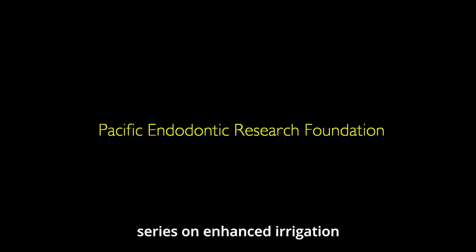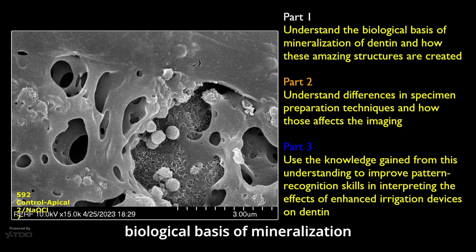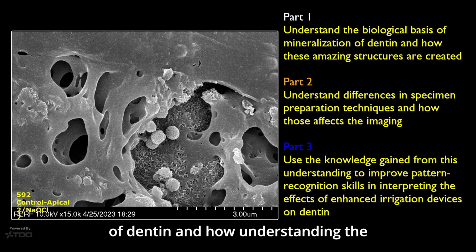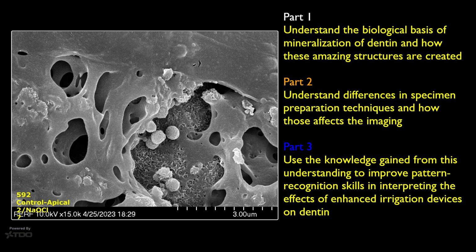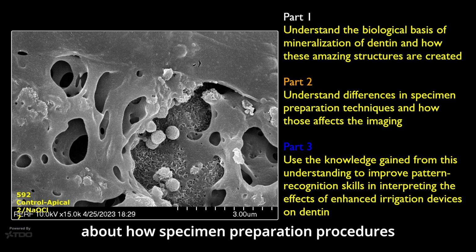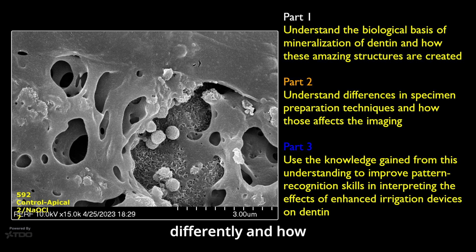This is a continuation of our series on enhanced irrigation devices. And if you recall, our goal was to try to understand the biological basis of mineralization of dentin and how understanding the nuances of that process affects image interpretation. The second part was to understand something about how specimen preparation procedures can affect specimens differently and how those procedures produce artifacts that affect image interpretation. Then we're going to use that knowledge gained from this understanding to improve our pattern recognition skills.